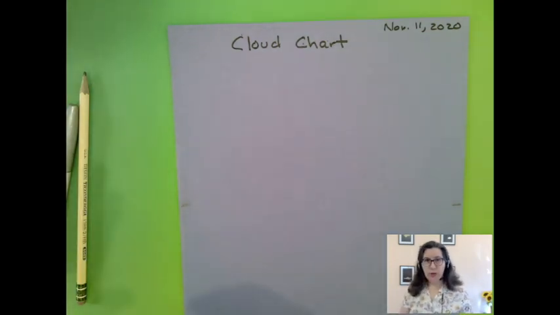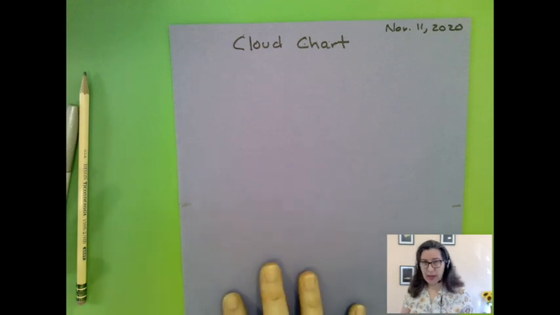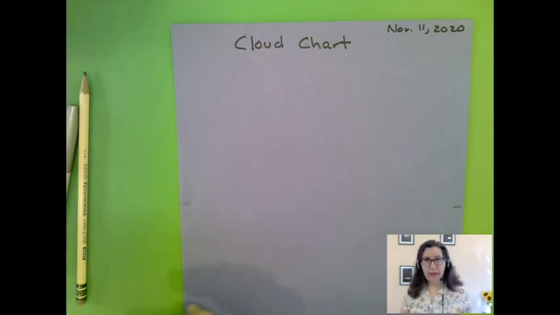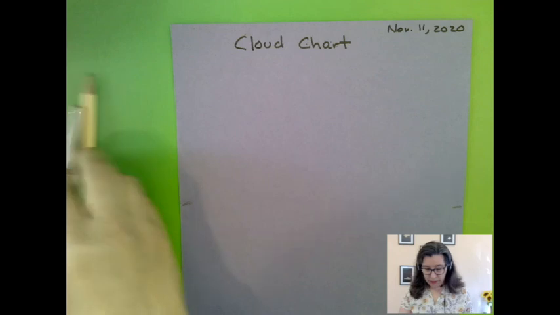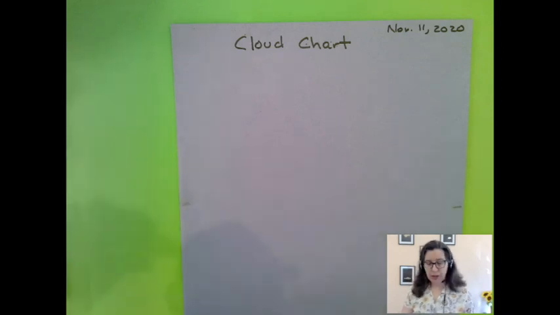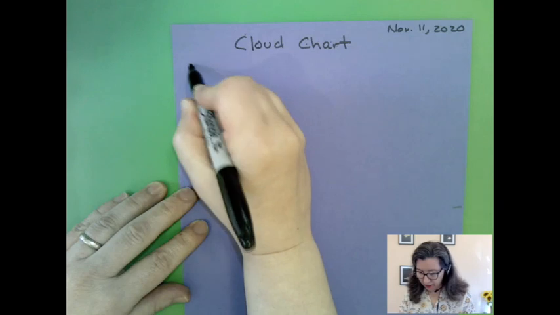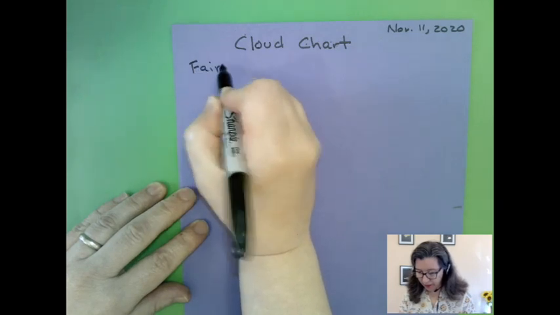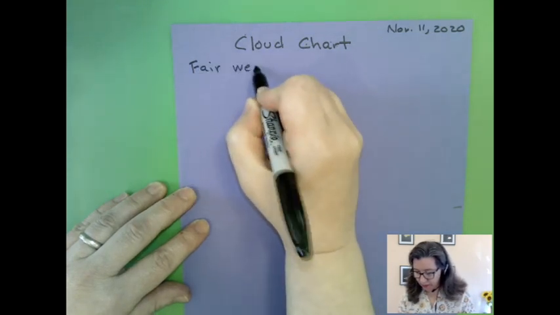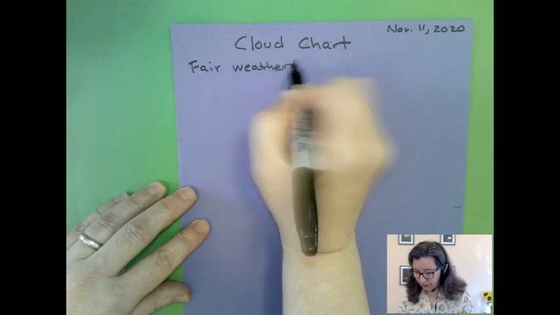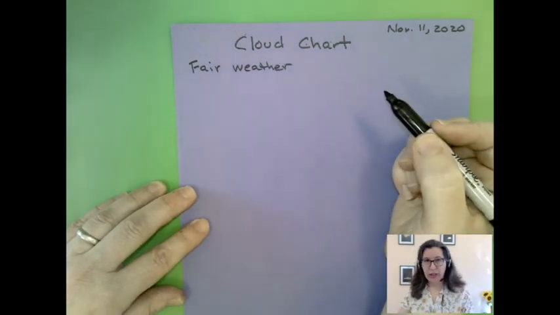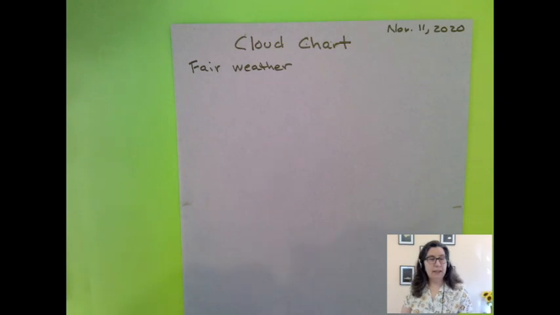Okay, so we're going to have a couple of different kinds of clouds and we're going to learn about which ones help us to tell whether we have a change in weather coming our way. So the first group of clouds is going to be our fair weather clouds. So I'm going to write fair weather, F-A-I-R, weather, W-E-A-T-H-E-R. Fair weather means it's not raining or snowing or any kind of precipitation.